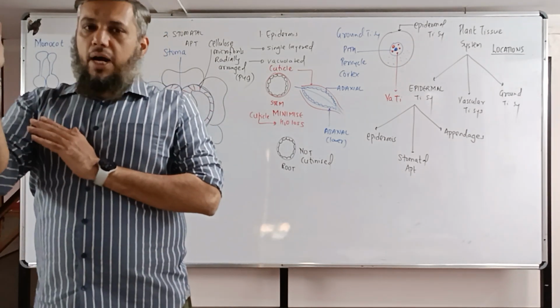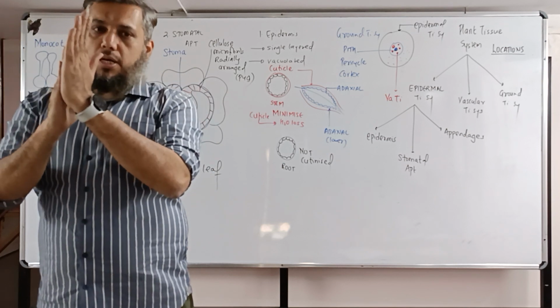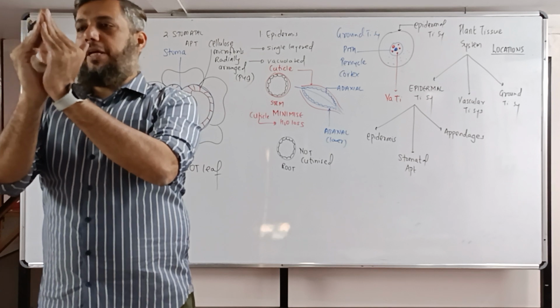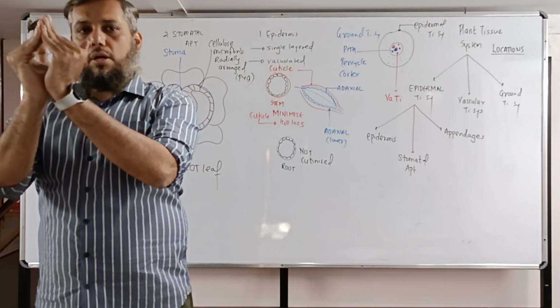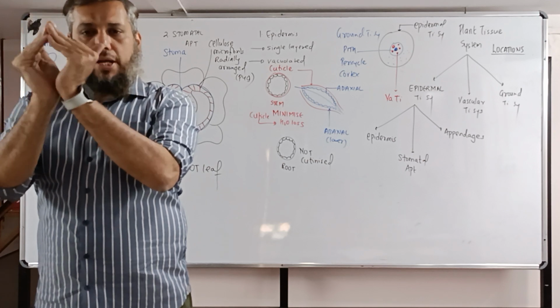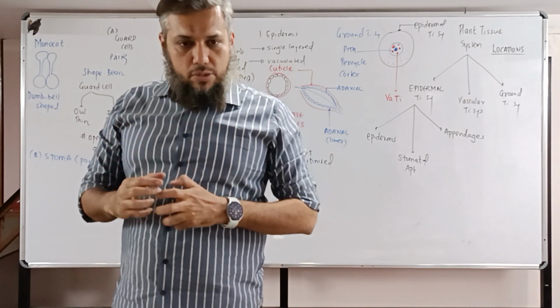So this is one guard cell. This is the inner wall. This is the outer wall. This is the inner wall. This is the outer wall. Now look. Do you see the elliptical pore? That is the stoma. So the guard cells help in the opening and closing of stomata because of the change in their turgor pressure.